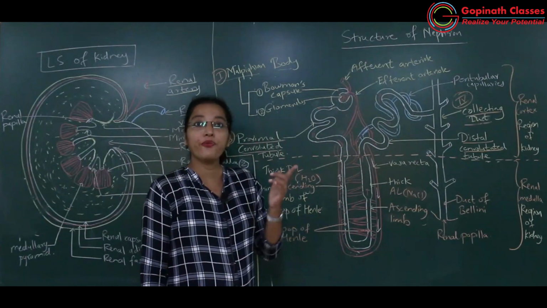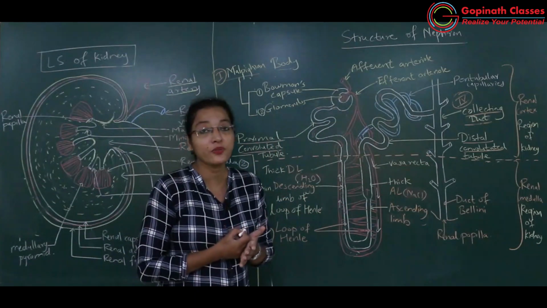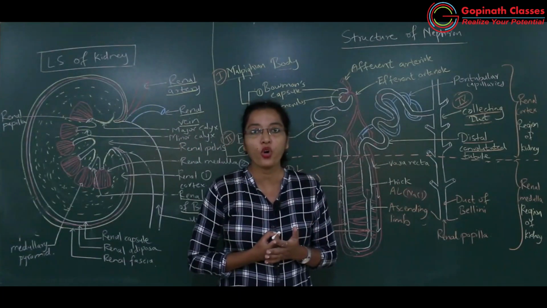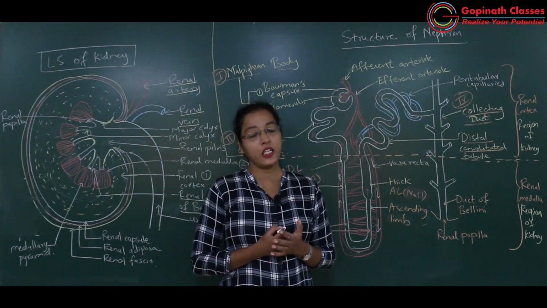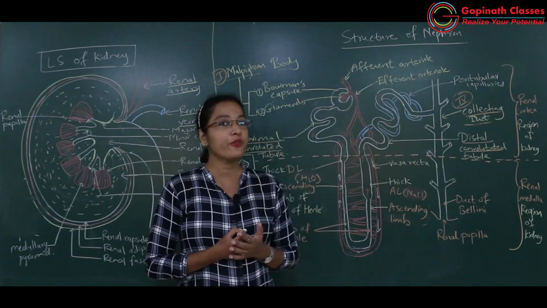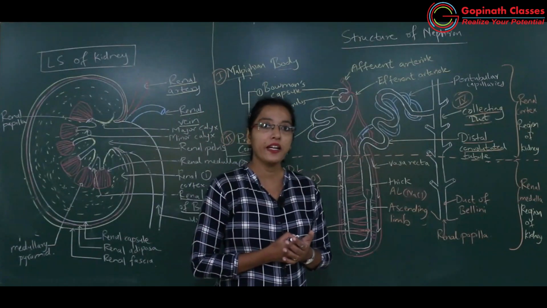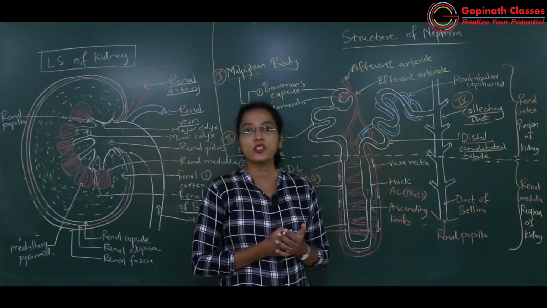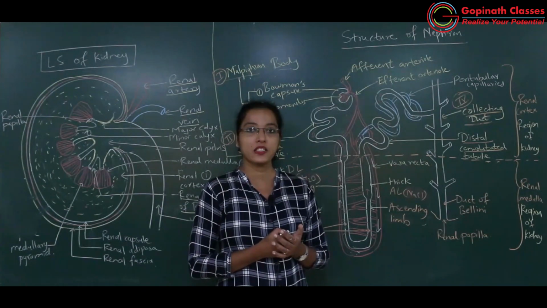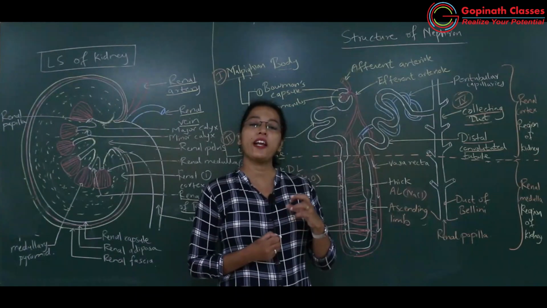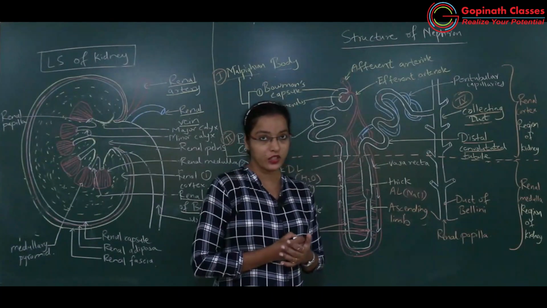Okay, so why is the nephron known as the functional unit of the kidney? Because it is responsible for formation of urine. It brings about selective reabsorption as well as tubular secretion, and it also removes unwanted products out of the body. It removes the excess and also the nitrogenous waste.